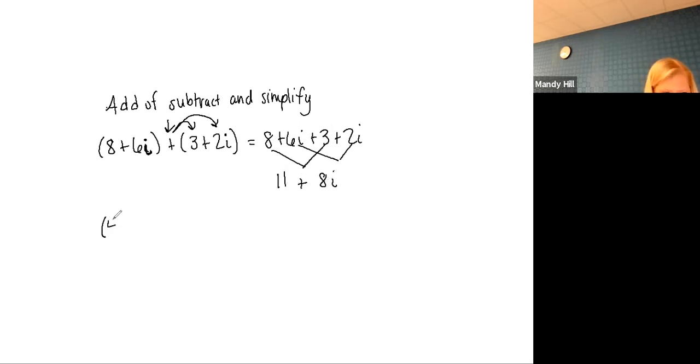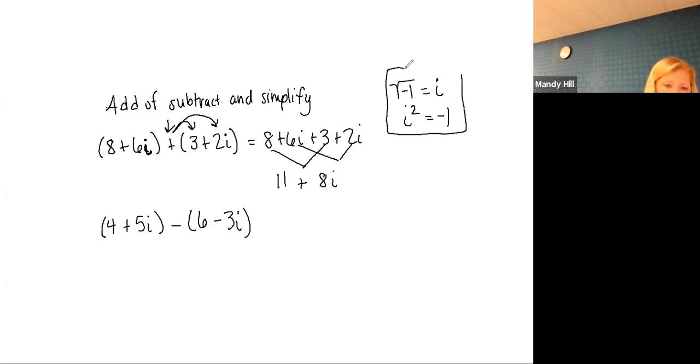So 4 plus 5i minus 6 minus 3i. And remember, we're not really having to use this a lot here, but i is defined as the square root of negative 1. So i squared is defined as negative 1. Those are the two things that we want to keep in mind while we're working these problems.